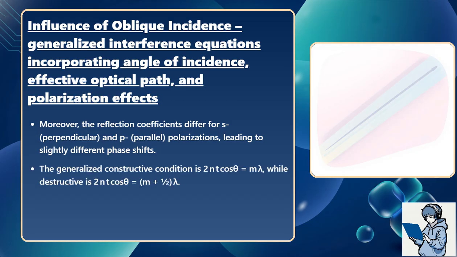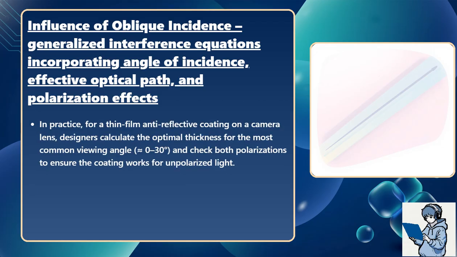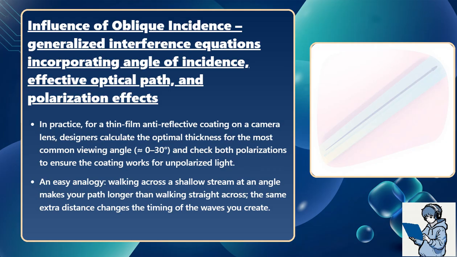The generalized constructive condition is 2nt cosine theta equals m lambda, while the destructive condition is 2nt cosine theta equals (m plus 1/2) lambda. In practice, for a thin film anti-reflective coating on a camera lens, designers calculate the optimal thickness for the most common viewing angle, approximately 0 to 30 degrees, and check both polarizations to ensure the coating works for unpolarized light. An easy analogy: walking across a shallow stream at an angle makes your path longer than walking straight across. The same extra distance changes the timing of the waves you create.